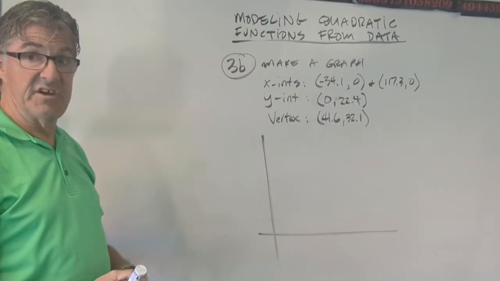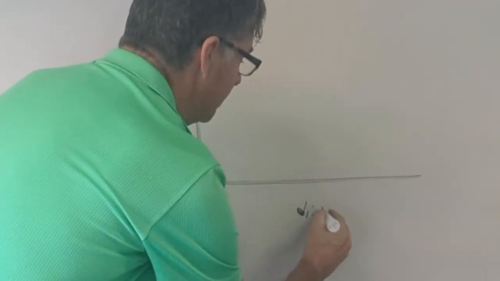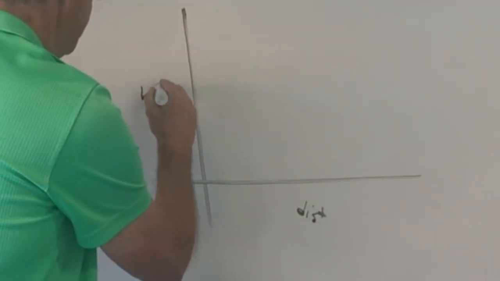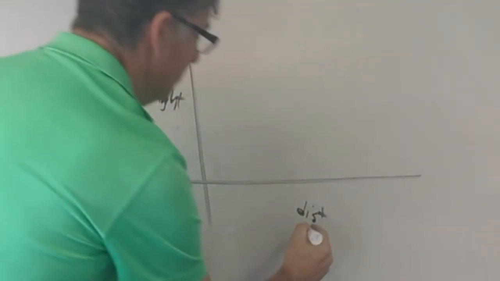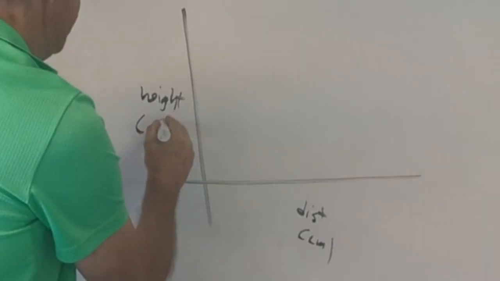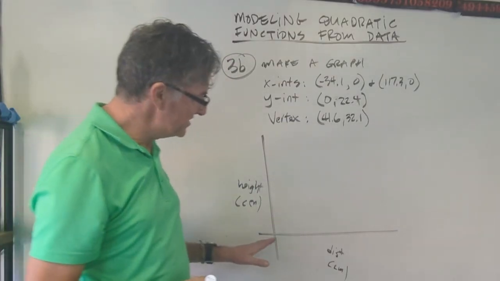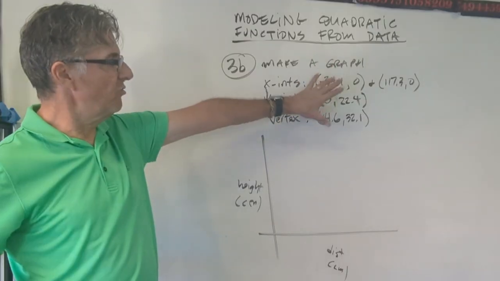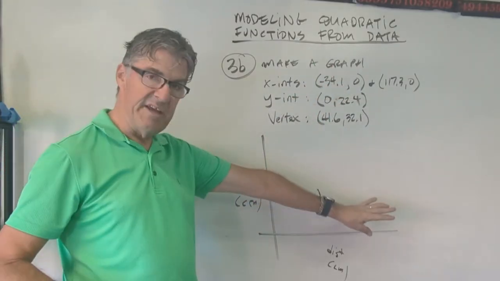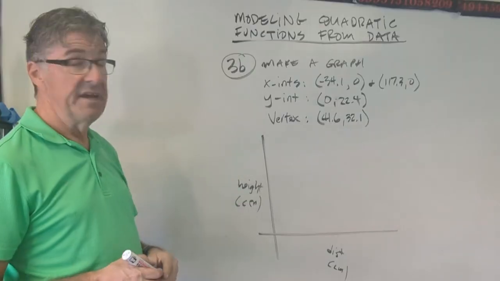I put my axes on here. Now we have distance and we have height. And we're going to put it in centimeters for both of these. Now comes the part what people struggle with. We need to scale the axes so that the graph uses up the space and isn't too small or too big. So here's what I do.